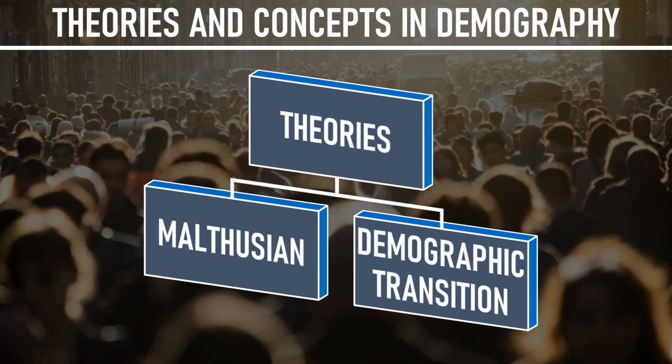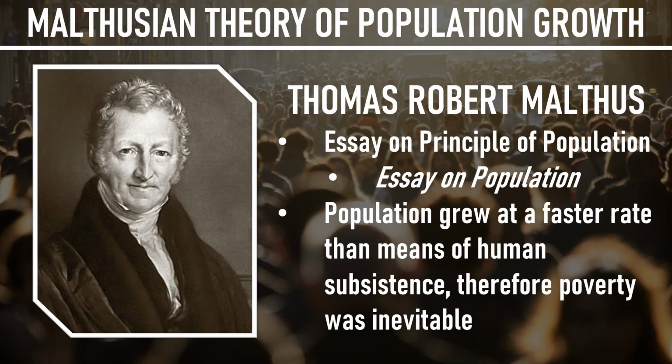Now, moving on to the theories and concepts in demography. The main theories discussed in the curriculum are the Malthusian theory of population growth, and the theory of demographic transition. So we'll begin with the Malthusian theory. Thomas Robert Malthus was an economist, and in his book, the Essay on the Principle of Population, published in 1789, he propounded that the population grew at a faster rate than the means of human subsistence, such as food or clothing, and therefore poverty was inevitable.